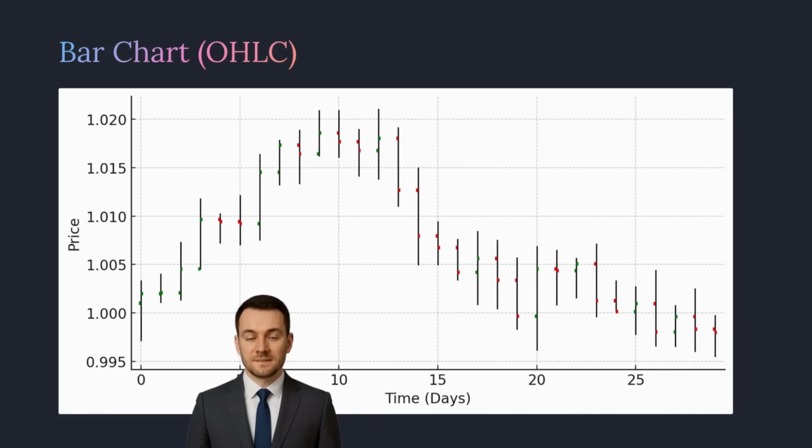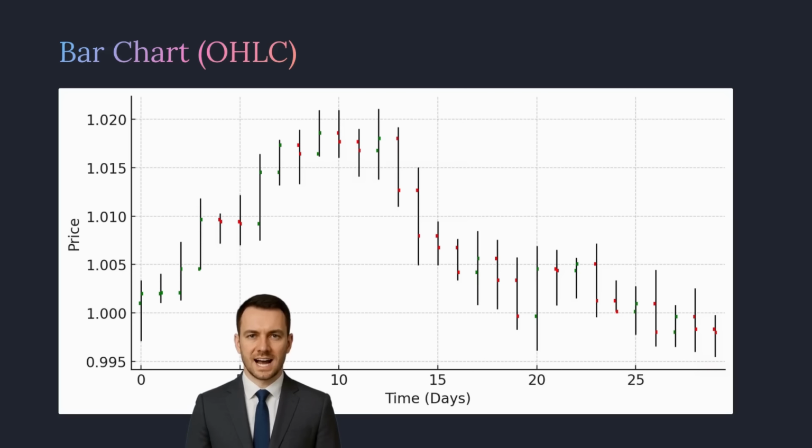Open price, indicated by a small tick mark to the left of the vertical line. This is where the price started during that period. Close price, a small tick mark to the right of the line, where price ended the period. High price, the top of the vertical line, the maximum price reached. Low price, the bottom of the vertical line, the minimum price reached.